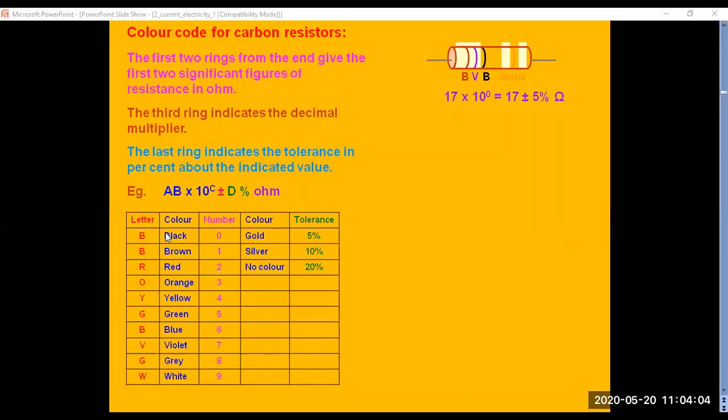So this is what I was telling you about. B.B. Roy of Great Britain had a very good wife. We had black, brown, red, orange, yellow, green, blue, violet, grey and white, and the colors which you can see. So 4 rings were there. The last ring was only for tolerance. Then you were able to see the first 2 rings. Directly we will write the numbers. The third ring into 10 to the power of. That is what we did.